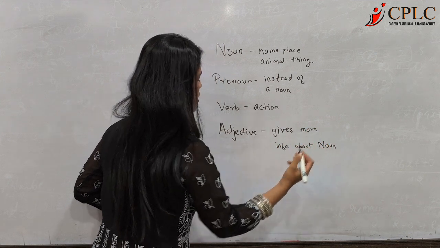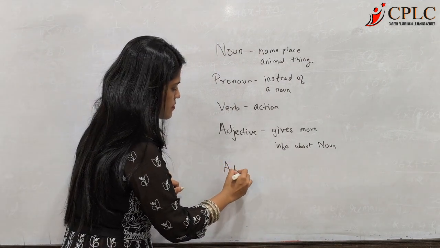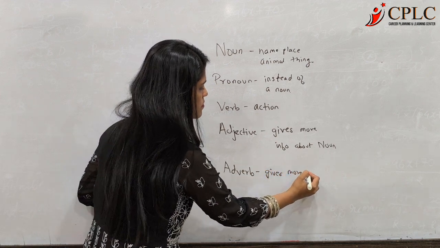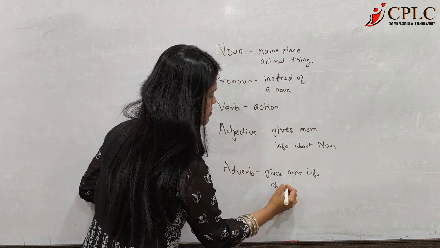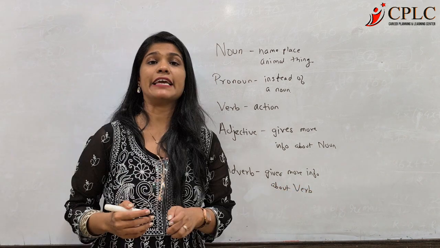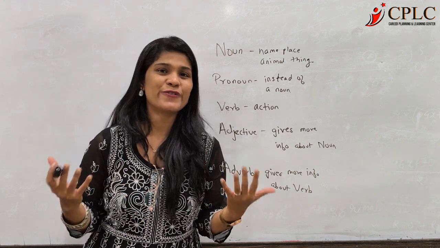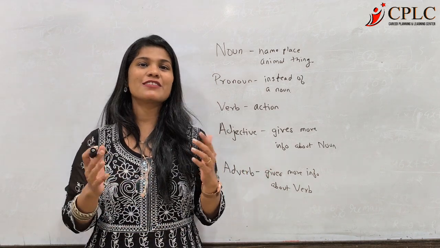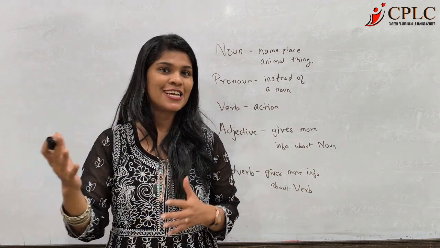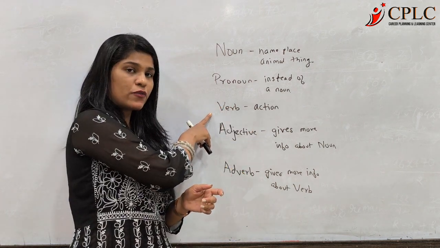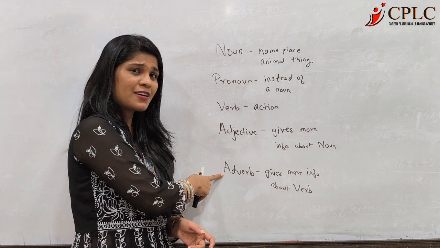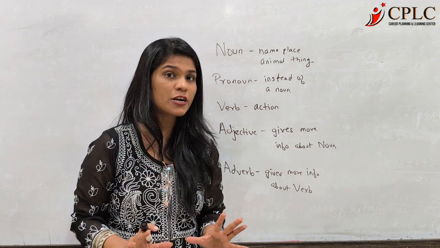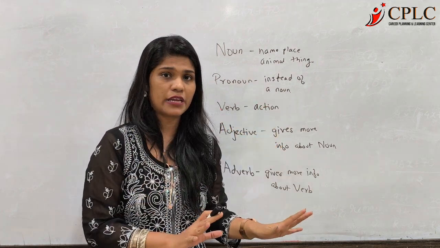Okay, what's an adverb? Gives more information about the verb. Very good. So, if I say she danced beautifully, okay? Now, beautifully, or gracefully becomes an adverb because it is giving more information about the way she danced. So anything that gives you more information about the verb is an adverb. Is this clear? Mostly words ending with ly are adverbs, but that does not mean that all adverbs end with ly.